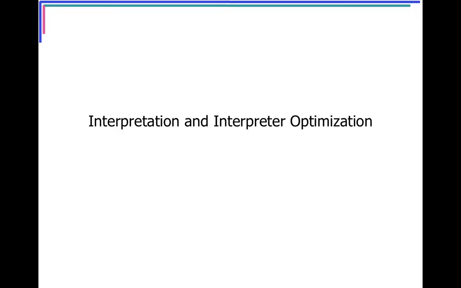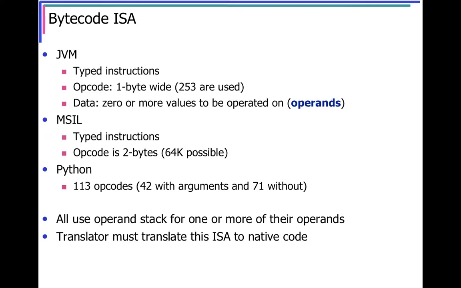In this lecture, we're going to discuss interpretation and interpreter optimization. So to this point, we have studied how high-level languages are represented when they are transferred over a network to a target machine for execution, or when we convert our source code to an intermediate representation that's portable so that we can execute that everywhere.